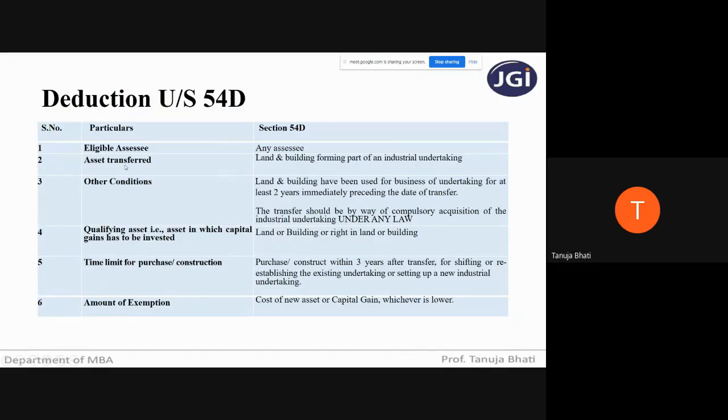What is the asset that is to be transferred to get this deduction? It should be land or building forming part of an industrial undertaking, not a residential undertaking.